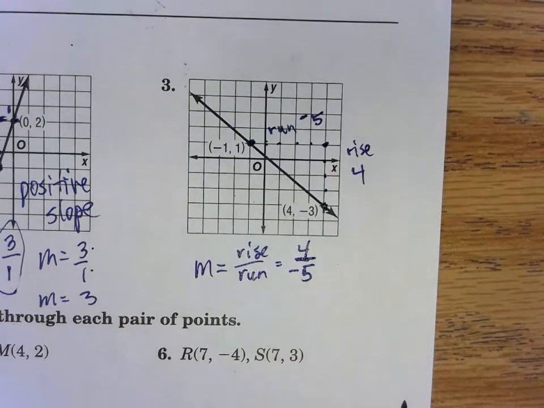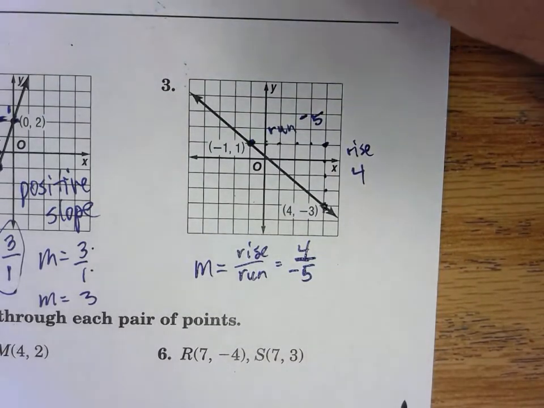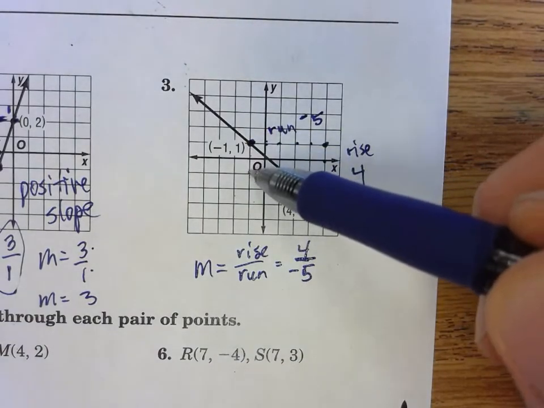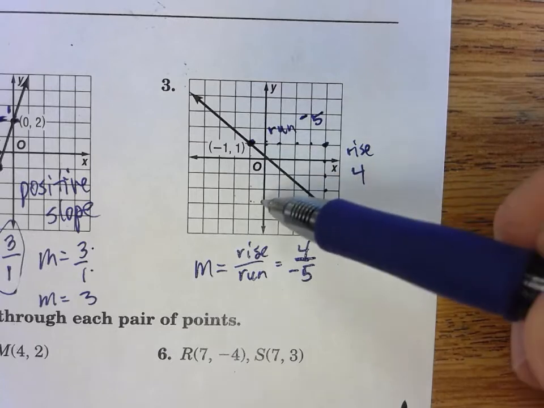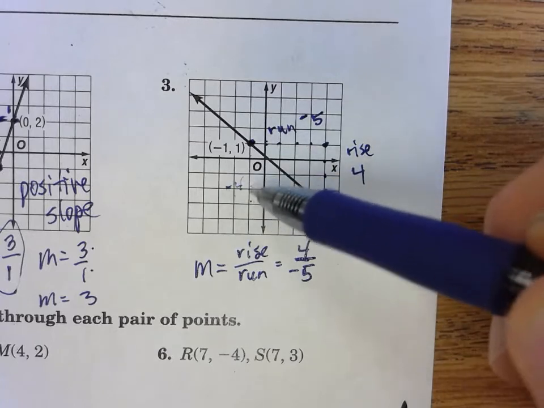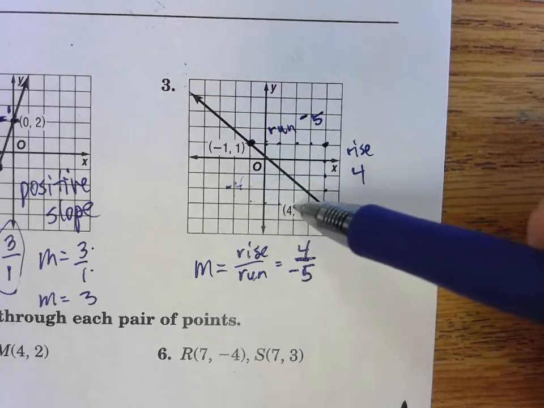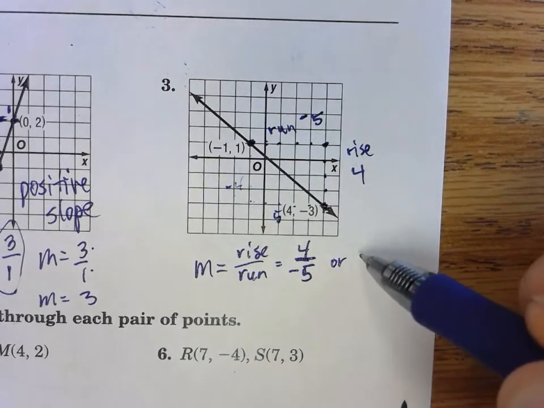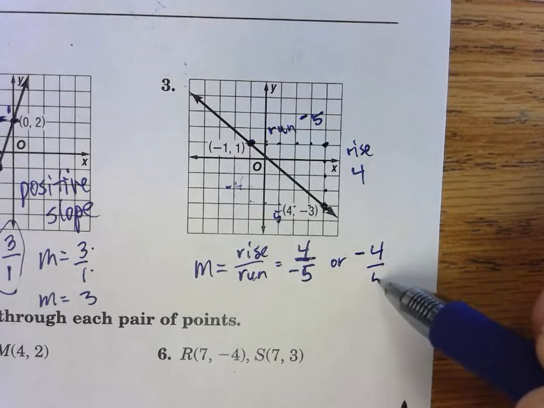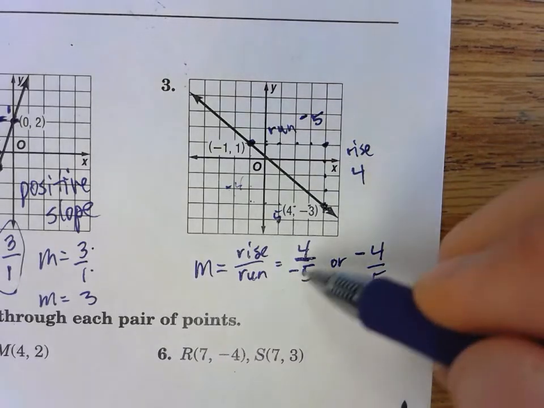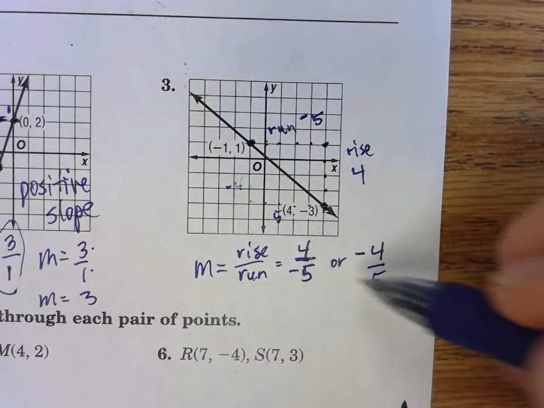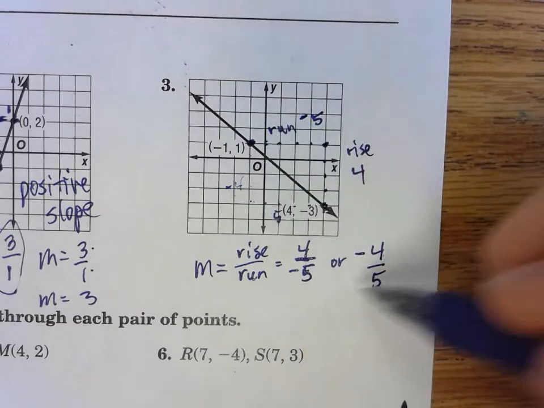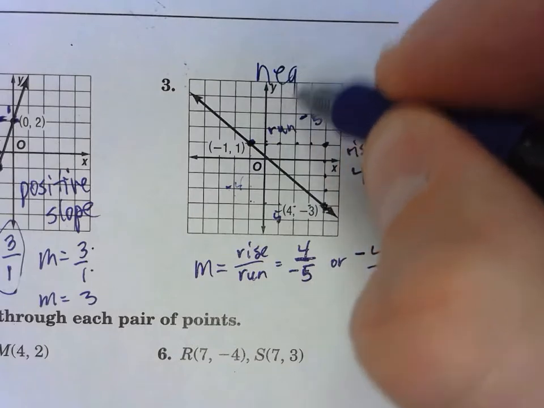Now you could do it the other way. I don't suggest it, but you could say, okay, I'm going to come down 1, 2, 3, 4, and that would be a -4, and then I'm going to go right 1, 2, 3, 4, 5, and that would be the same thing. Either way, you can see that both of them have a negative number in it. Whether you go up and left or down and right, you've got one number that's negative. So again, this has negative slope.